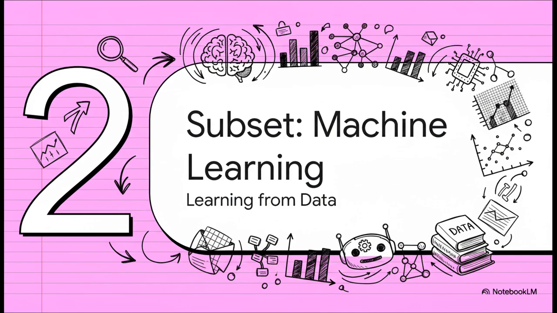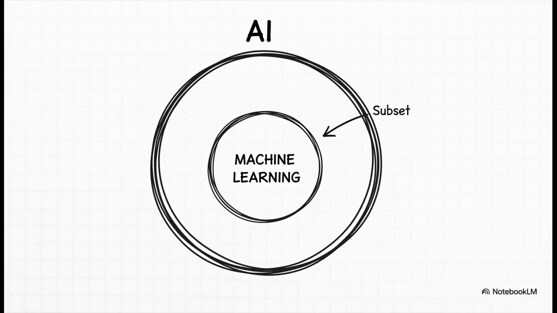This is where things get really, really interesting, because the entire approach to creating that intelligence gets flipped on its head. So let's pop that into our diagram. See? Machine learning isn't some separate idea. It's a specific and incredibly powerful way of doing AI. It sits right inside that big AI circle we started with.